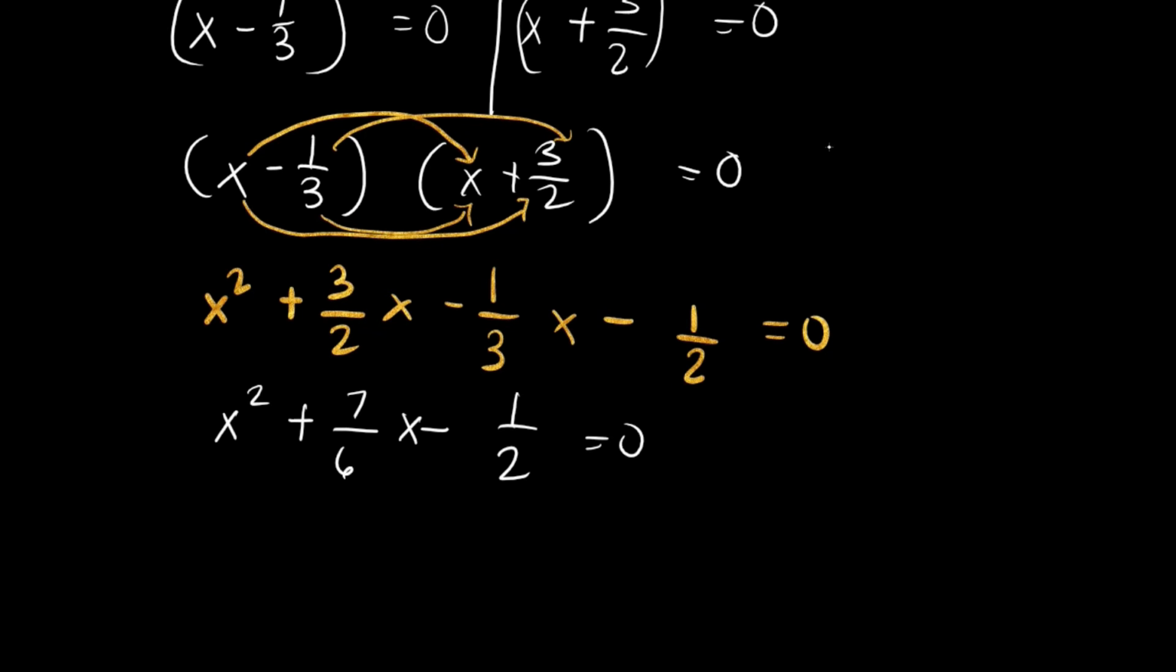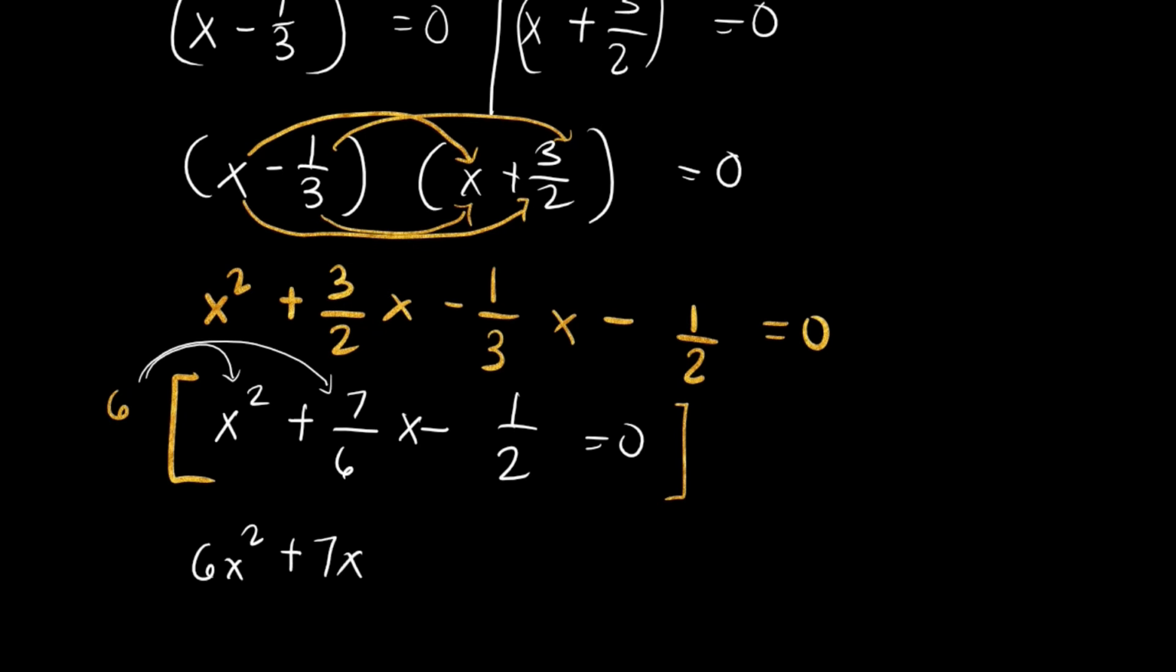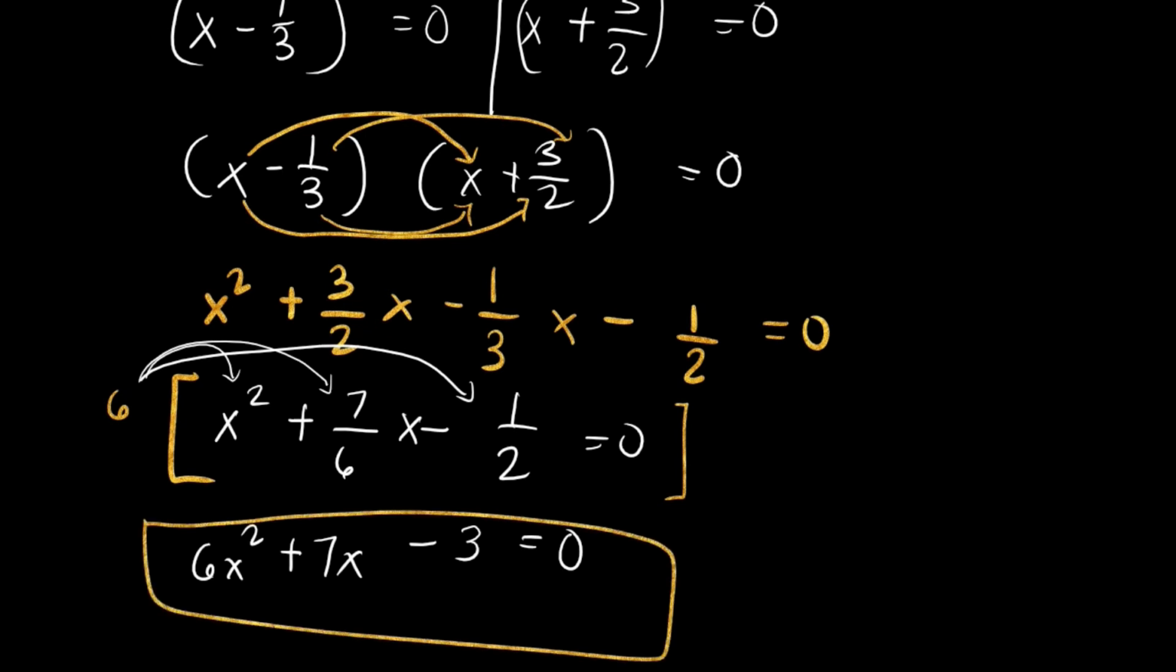Kaya, ang gagawin natin is mag-multiply tayo ng 6. Bakit? Dahil si 6 po yung least common denominator nitong equation na to. Okay? So, 6 times x squared will be equal to 6x squared. 6 times 7 over 6x will be equal to 7x. Bakit? Dahil makakancel po si 6, dahil may denominator ka na 6, may numerator kang 6. Tapos, minus 6 times 1/2 will be equal to negative 3 equals 0. So, this is your answer. 6x squared plus 7x minus 3 is equal to 0.